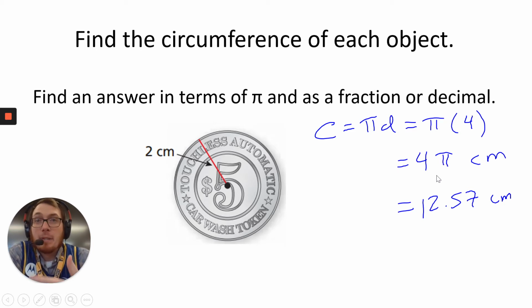It just leaves the pi symbol in there. Everyone can find that regardless of what calculator you have. Everyone should have the same answer. It's when I plug in the multiplication of pi that we could get a slightly different answer. I used the pi button and got this answer of 12.57. If you use 3.14, you might get 12.56.